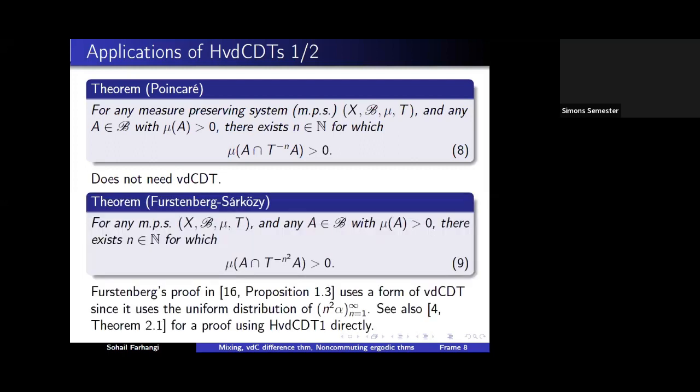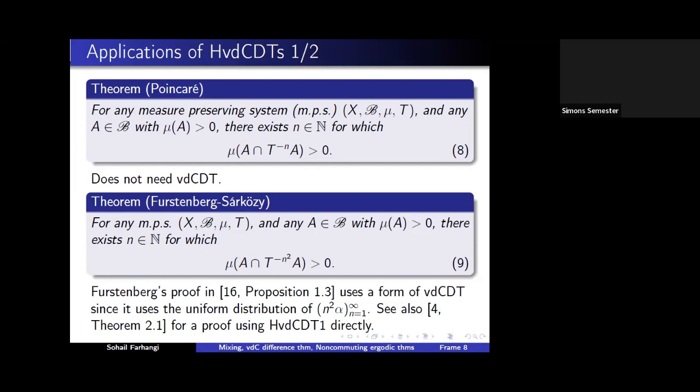Now, if we want to make this result slightly more sophisticated and get this classical result of Furstenberg and Sárközy, where we've refined Poincaré's recurrence theorem because now the time that we're returning is a perfect square. This result, I argue, does use van der Corput's difference theorem. If you look at Furstenberg's proof, then he uses the uniform distribution of n squared alpha. So that's one of the reasons why I would argue it uses van der Corput, because I think the easiest way to show that this is uniformly distributed is through van der Corput.